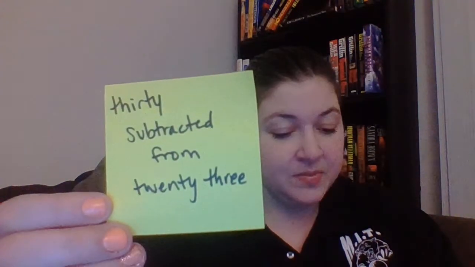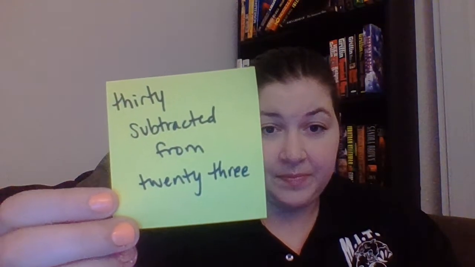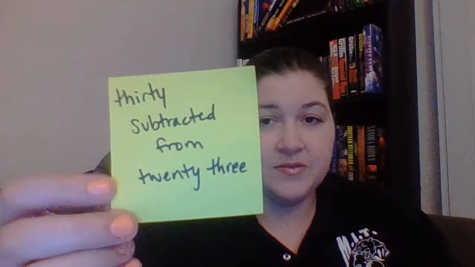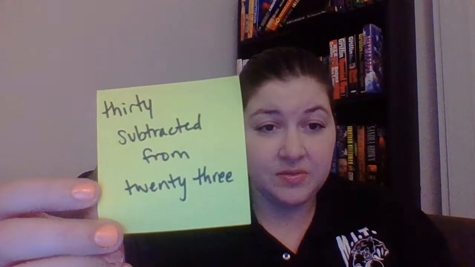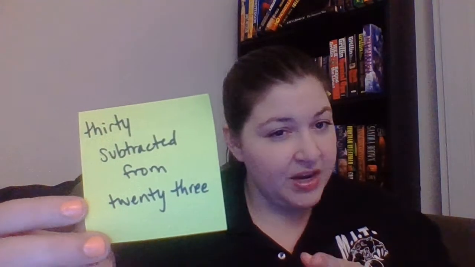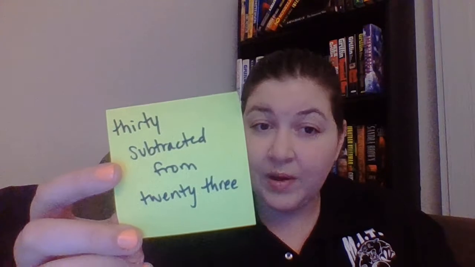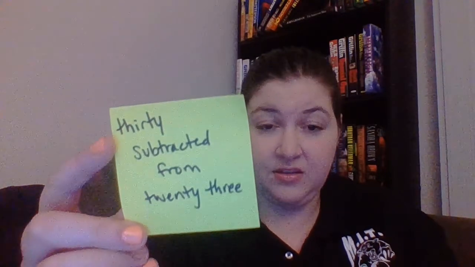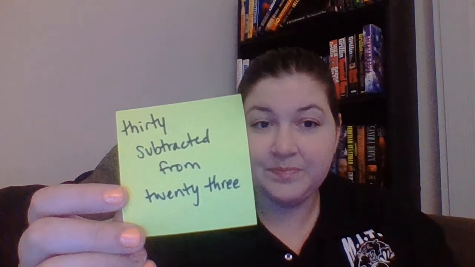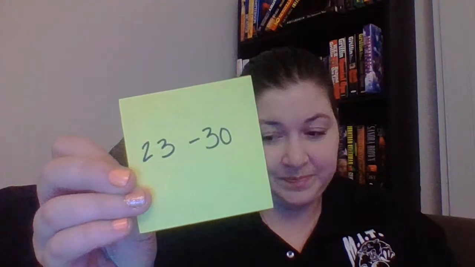Okay. Let's skip down to number 6. We have 30 subtracted from 23. Okay, look for your keywords. I see 30, I see 23, so I'm going to write them down. Double check, what order should they be in? So my key term is subtracted from. What's being subtracted? The 30 or the 23? Hopefully you said the 30. So your expression should be 23 minus 30.